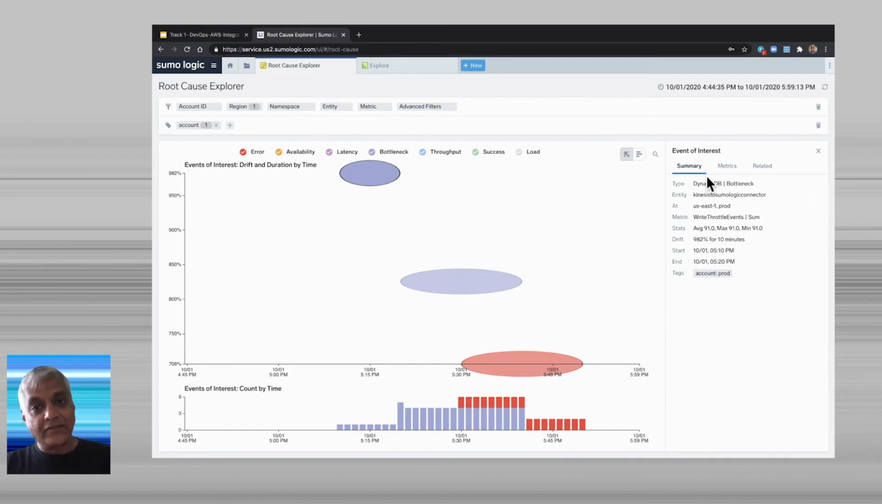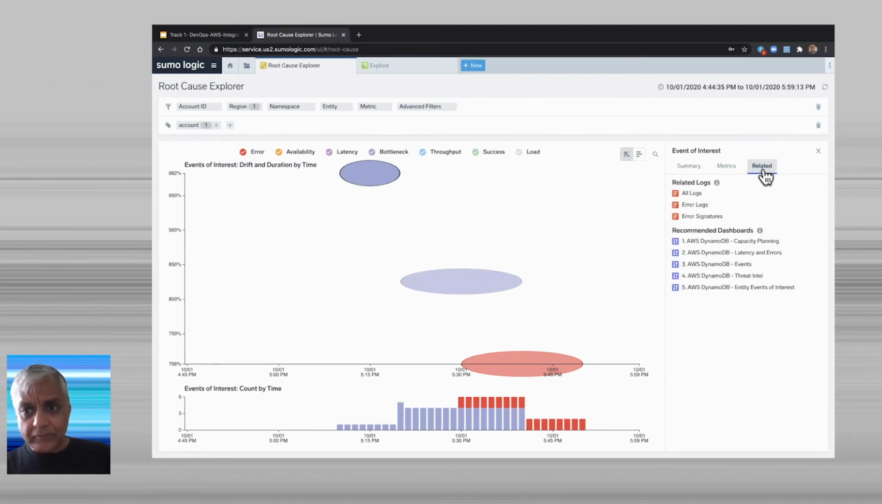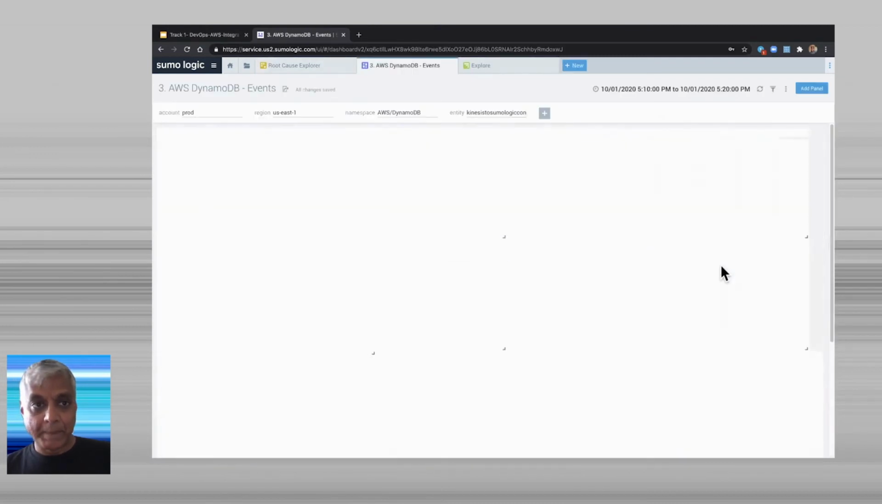Now that's the first level root cause. The next thing you need to figure out is why DynamoDB got into a state where it actually got throttled. To do that, I look at the related tab, which pulls in several dashboards that are of interest related to this particular DynamoDB entity. So I want to look for the DynamoDB events table.